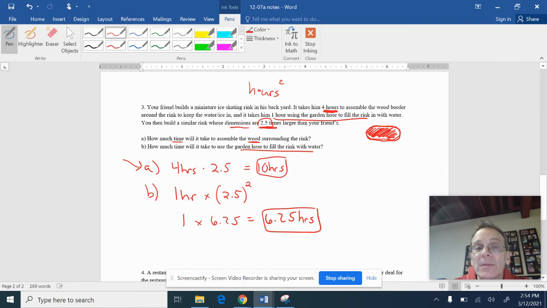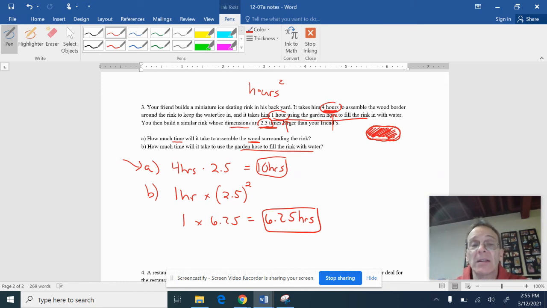So something I find interesting about the results here is look at your friend's time to assemble the wood, 4 hours, versus his time to fill the rink, 1 hour, only 1 hour. He might say, it barely took me any time at all to fill the rink up once I had it built out of wood. And he might say to you, yeah, the biggest part of this job is actually building the rink with the wood. That's a bear. That takes you a long time. Once you get that done, fill up the rink, it goes quickly.